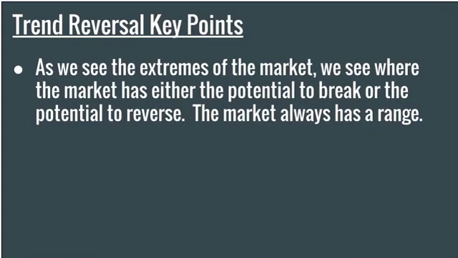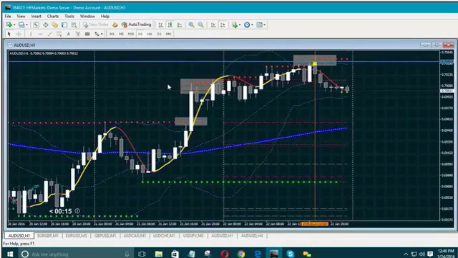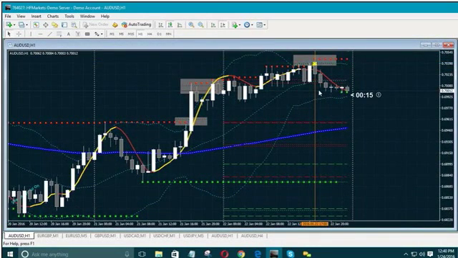where the market has either the potential to break or the potential to reverse. The market always has a range. That's very important for us to remember. So again, we look back at our 1 hour chart here. The market always has a range. It always has a place that it is trying to go.